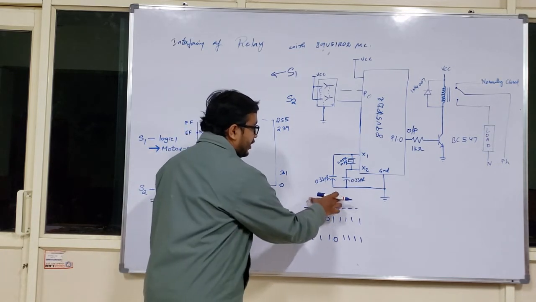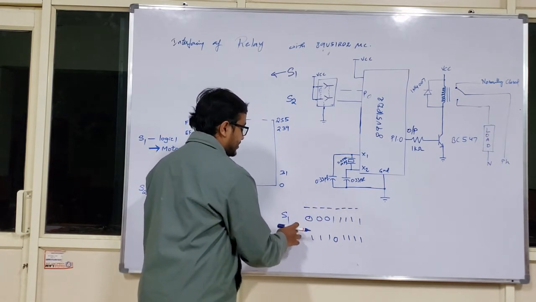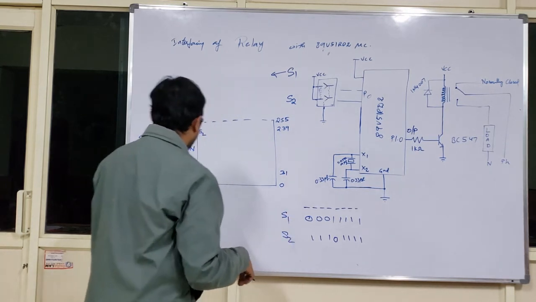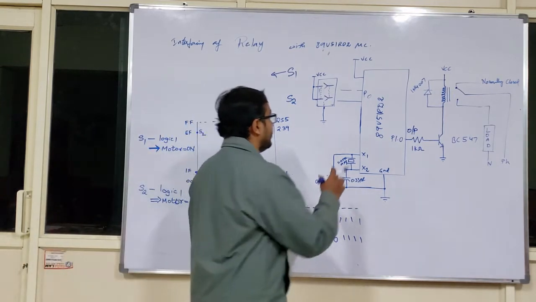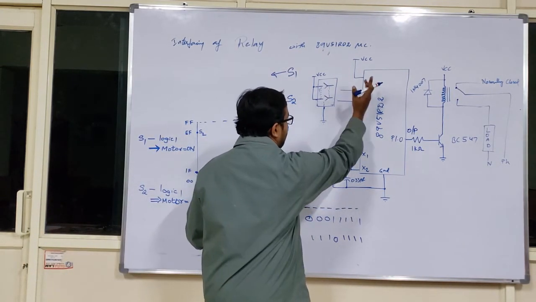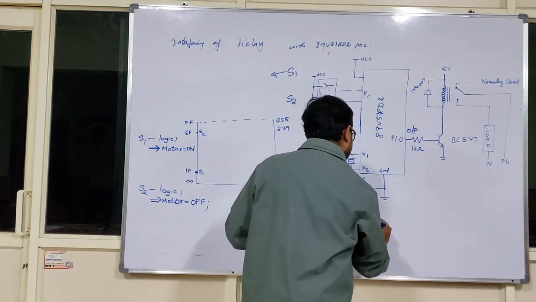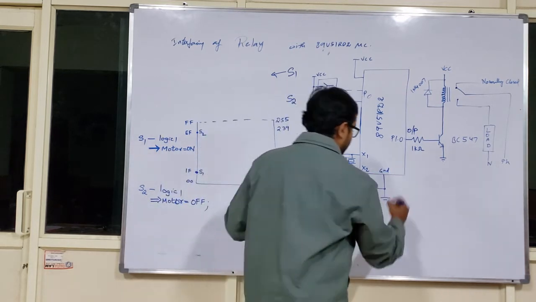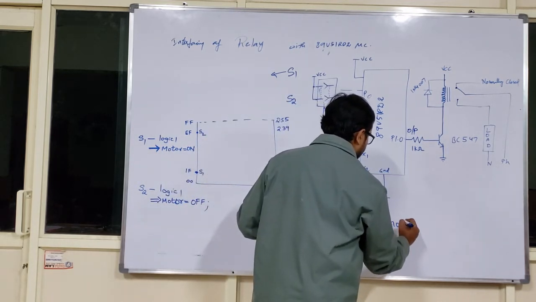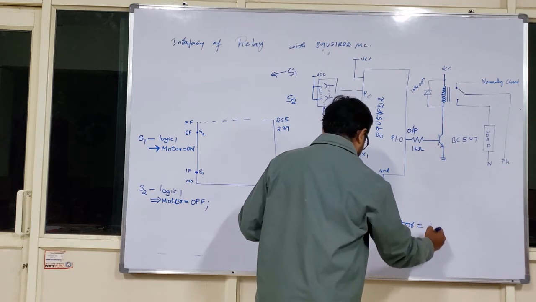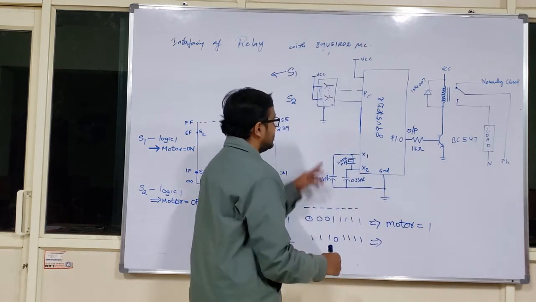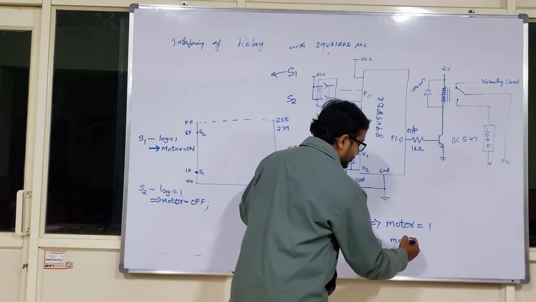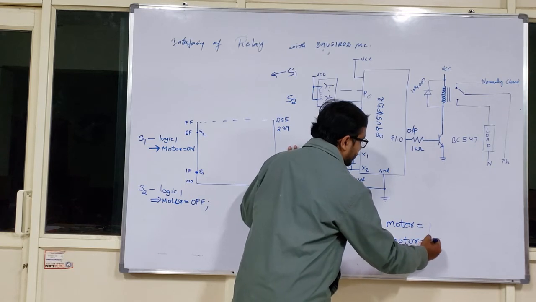So the dip switch will satisfy either of the two conditions, either the S1 condition or the S2 condition. When the S1 condition is given to your port P0, immediately your output will become logic 1. When the S2 condition is given to port 0, your motor will be off.